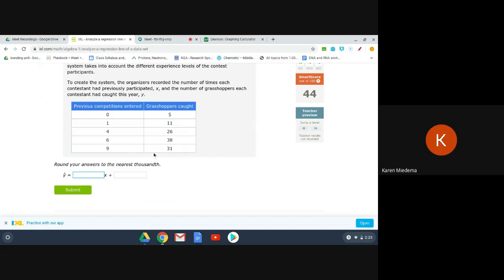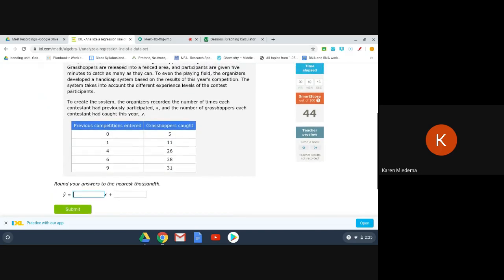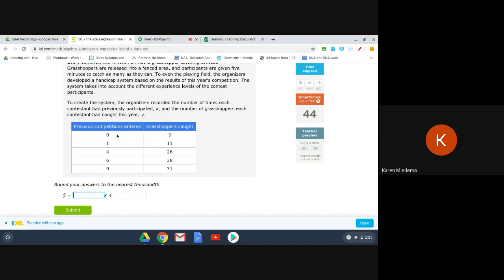And then they want us to write the equation for the line of best fit. Well, just by looking at the data, what you can see is that as the previous competitions entered increases, so as your X values increase, as they have more experience catching these grasshoppers, for the most part, the number of grasshoppers generally increases. Again, not always, but we're talking about a line of best fit here. So for the most part, as X increases, Y also increases. So we want to find the line of best fit.